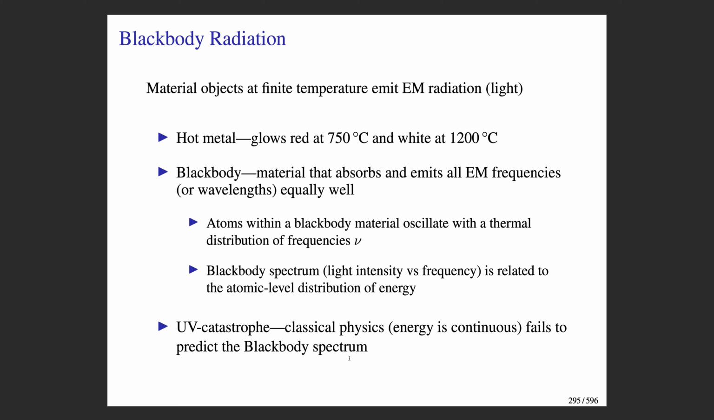Okay guys, in this video we are going to discuss two experiments that led to the development of modern physics. One of these involves blackbody radiation. Blackbody radiation is emitted whenever you have a material object at a finite temperature. Okay? So any material object emits electromagnetic radiation when it has some finite temperature.